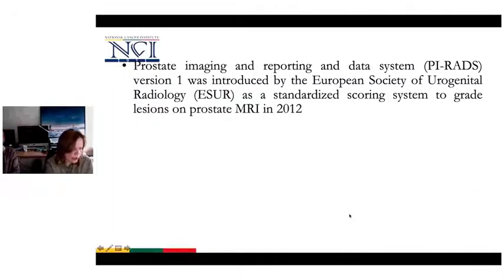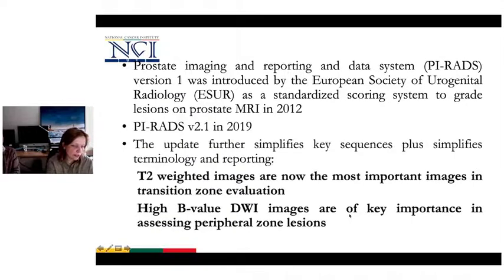So, summing up about PI-RADS scoring, it is really important to see in which zone we have a lesion. On T2 images, we evaluate the transition zone, and on DWI images, which are of key importance, the peripheral zone.